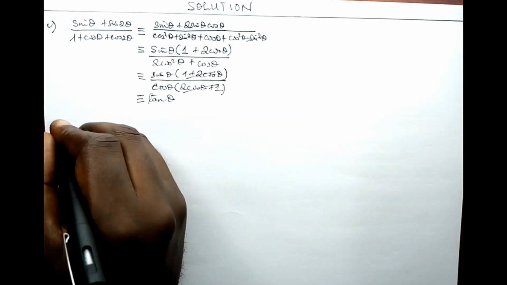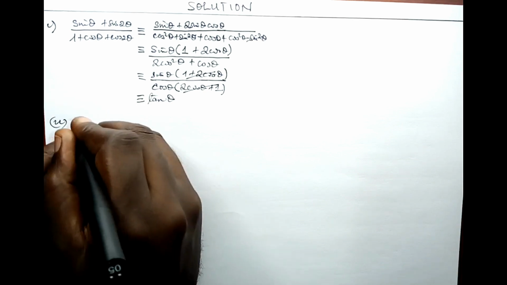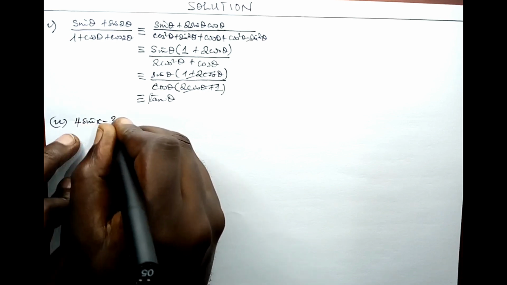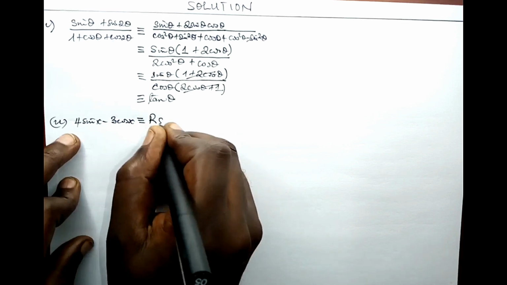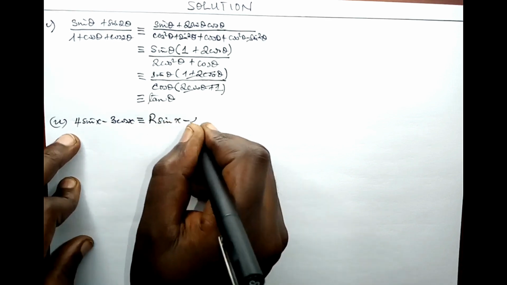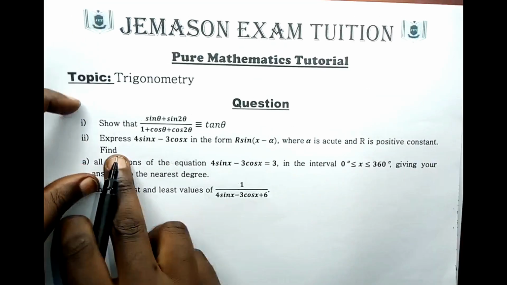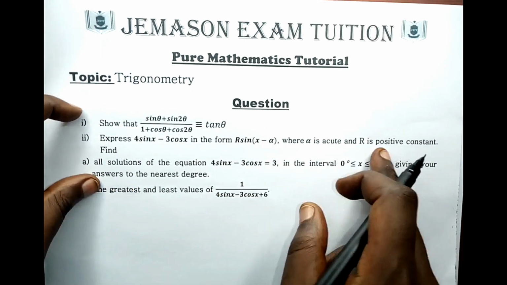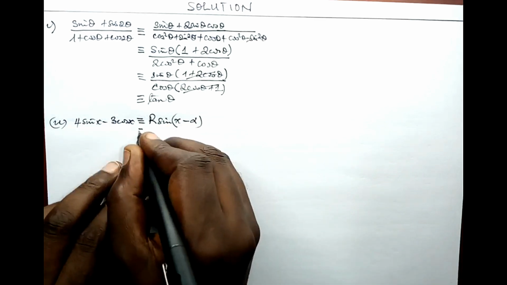Okay, in Roman 2, we are required to express 4 sine x minus 3 cos x in the form R sine x minus alpha. That is what the question says. Express this in the form this, alpha is acute and r is positive. So this is the form we have.